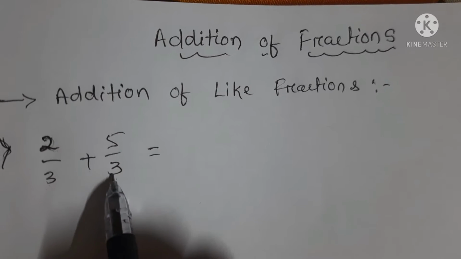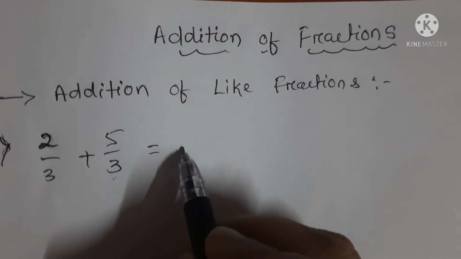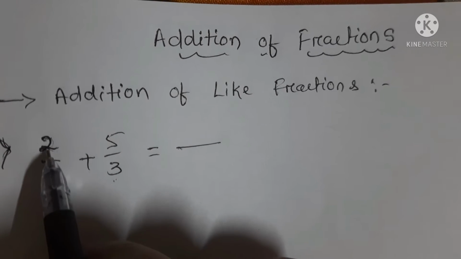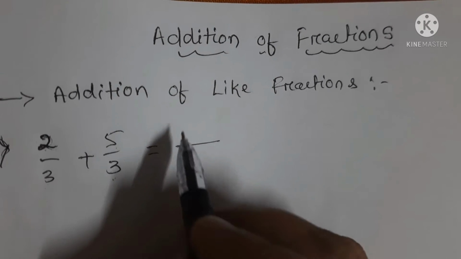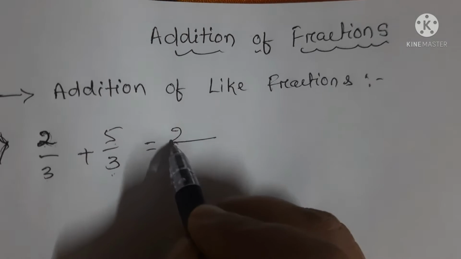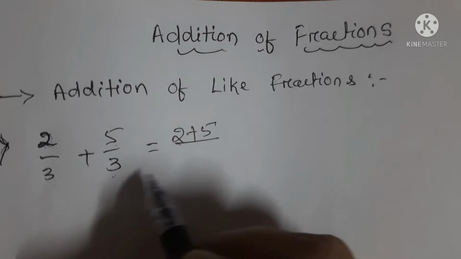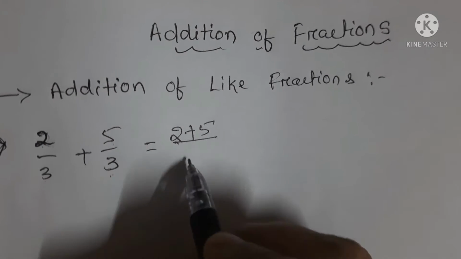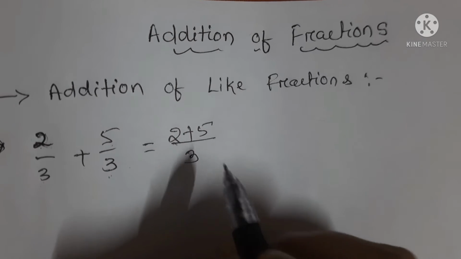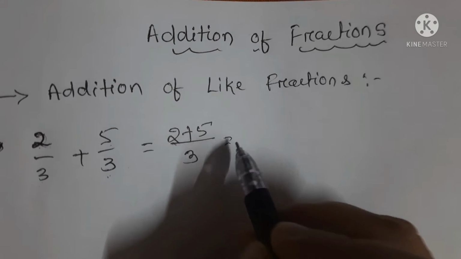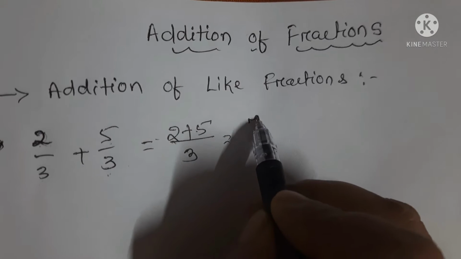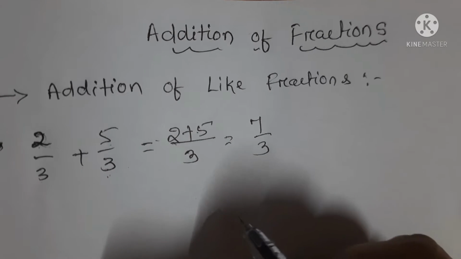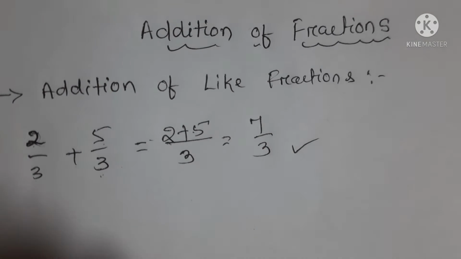So when we are having like fractions, directly we can add the top numbers, means numerators. What are the numerators here? 2 plus 5. Here the denominator is the same, so we have to write the same number. Now we add both: 7 by 3. We got the answer 7 by 3.